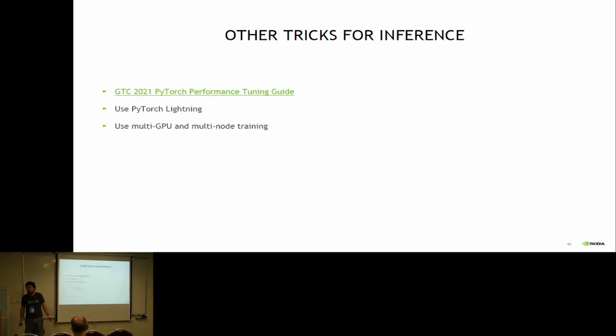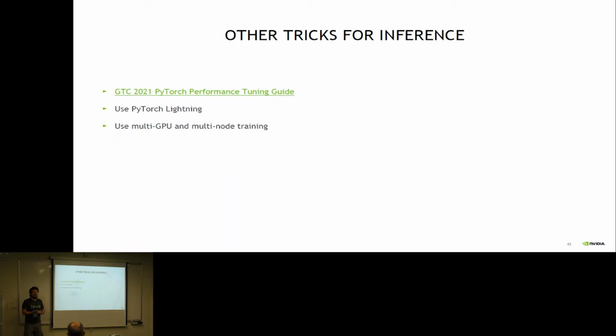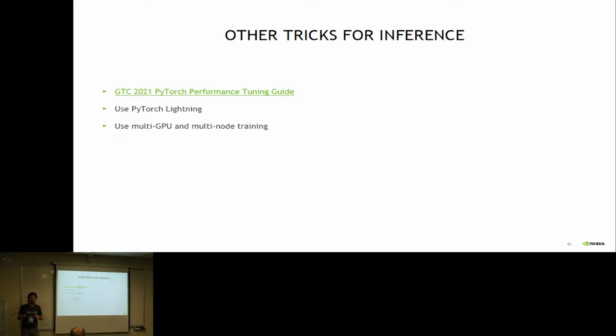A couple of other tricks from other talks. There is a very nice talk from our conference GTC 2021 with tips on PyTorch. It's a little bit more in depth than mine. So here's a link. If you are starting a new project in PyTorch, it might make sense to use PyTorch Lightning because it provides some sensible defaults for the training. And especially if you are considering multi-GPU and multi-node training, PyTorch Lightning has a pretty nice interface.